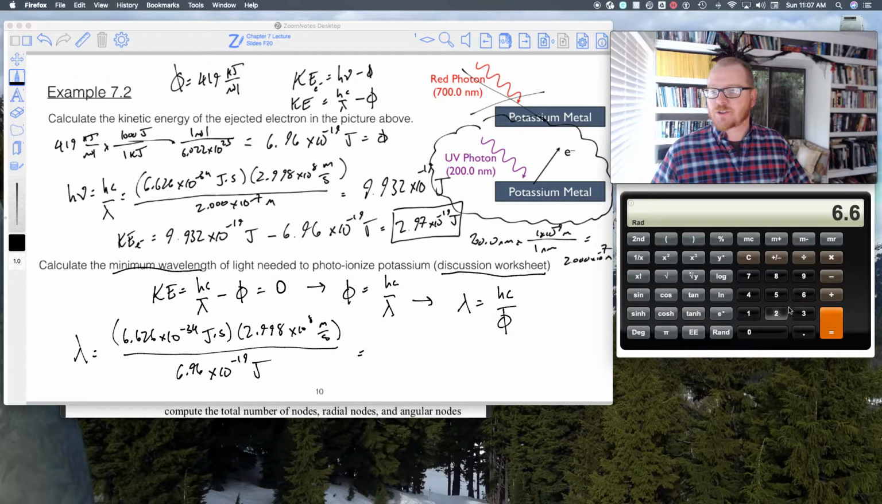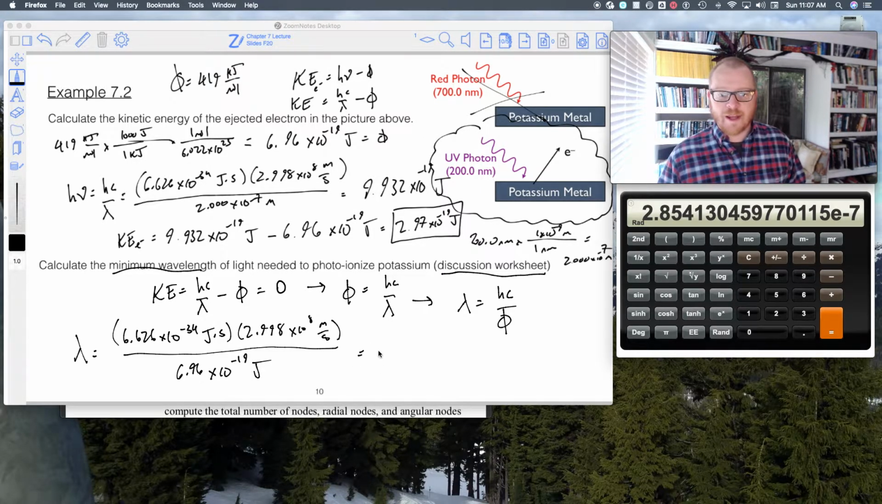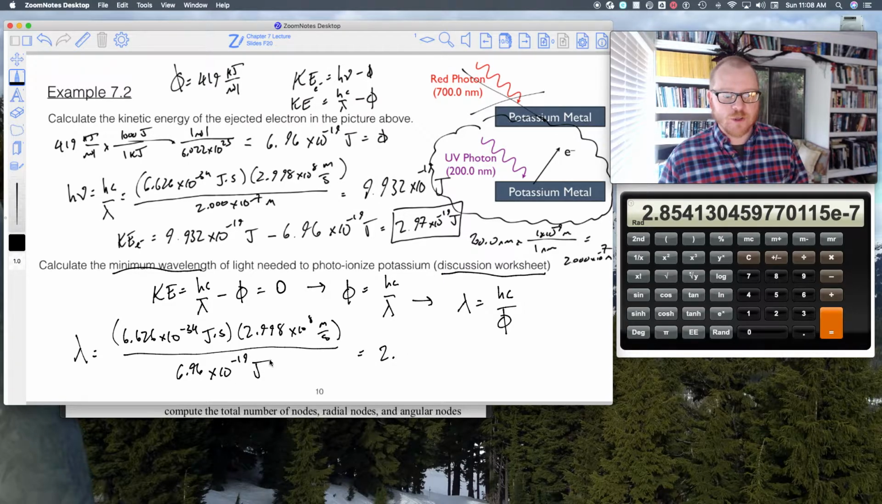6.626 E minus 34 times 2.998 E8. Okay, and then divided by 6.96 E minus 19, equals, okay, cool. And that gives me, we'll just say 3 sig figs, 2.85 times 10 to the minus 7, and let's check out the units. So seconds and seconds cancel, joules and joules cancel, and now that's units of meters.